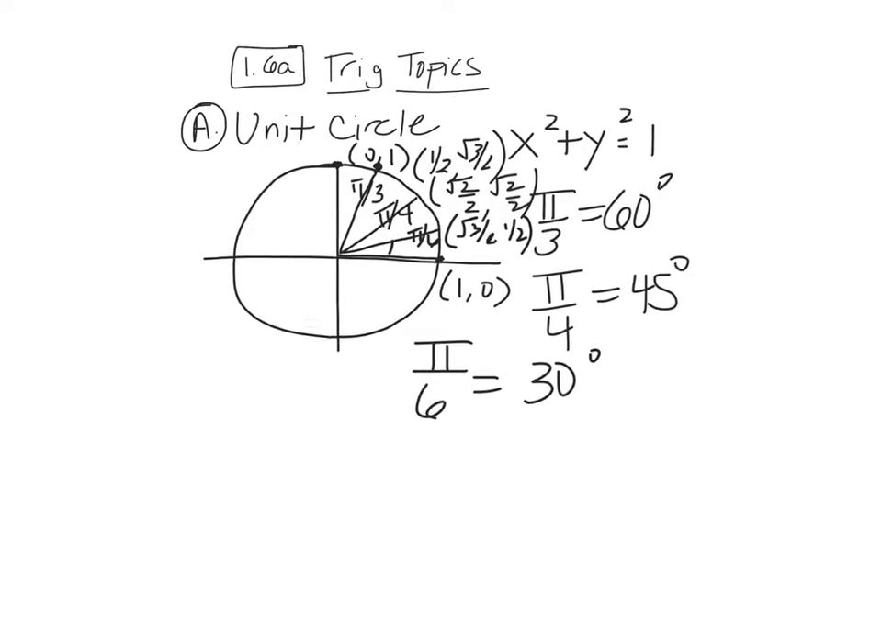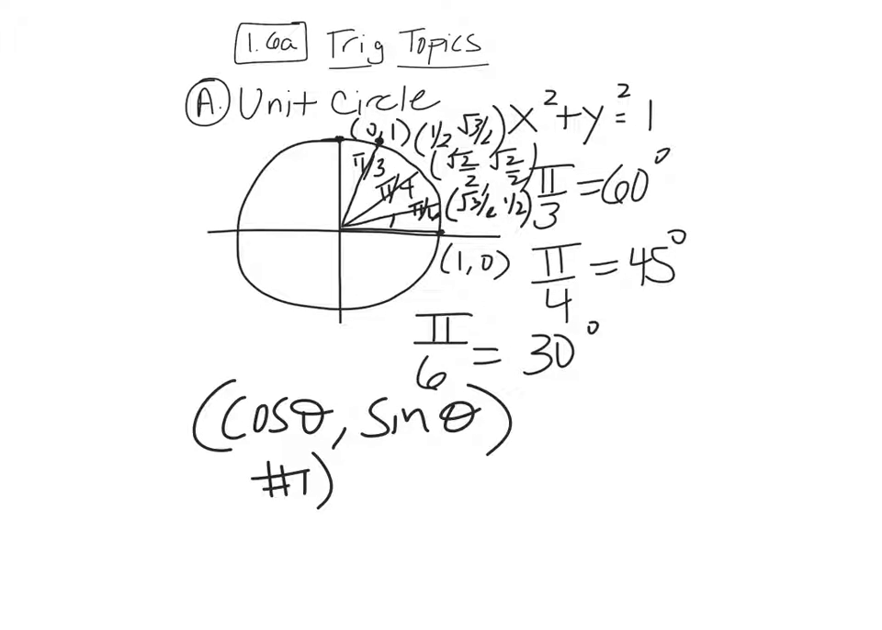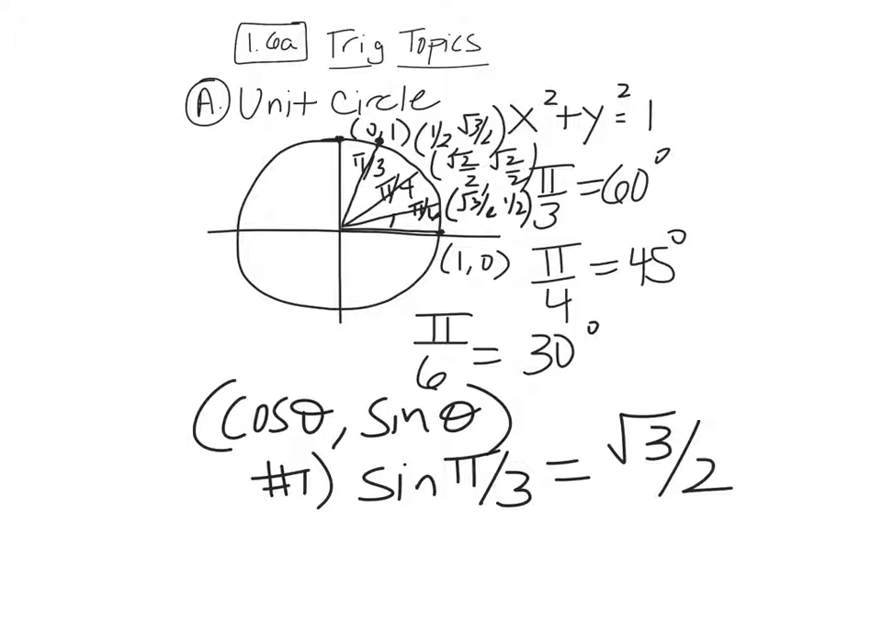Okay, so all these points on here come from right triangles and Sohcahtoa. But we know that all of the points are going to be cosine theta, sine theta. So for number 1, if I want to evaluate the sine of pi over 3, I go to my unit circle, look at pi over 3, and the sine there is the y value, which is rad 3 over 2. You can do that on your calculator, but it's not going to give you that. It'll give you 0.866 or something like that.